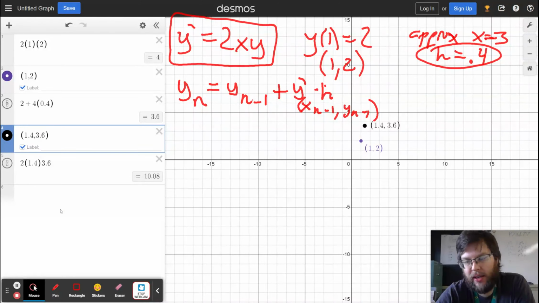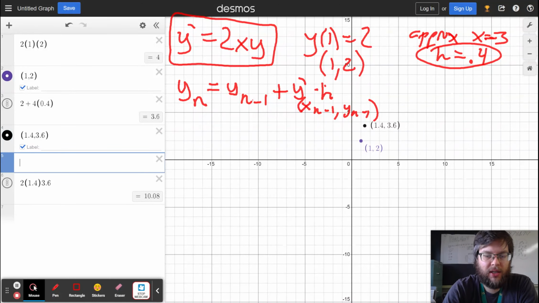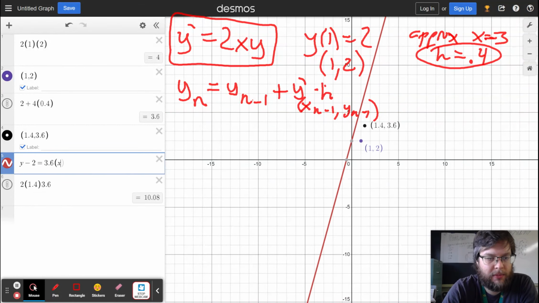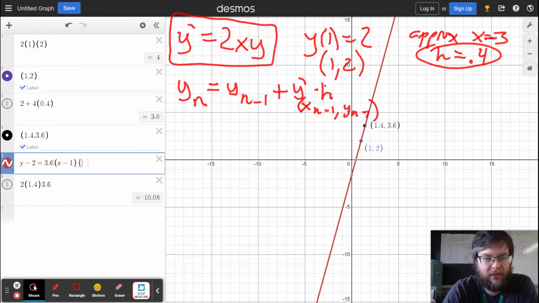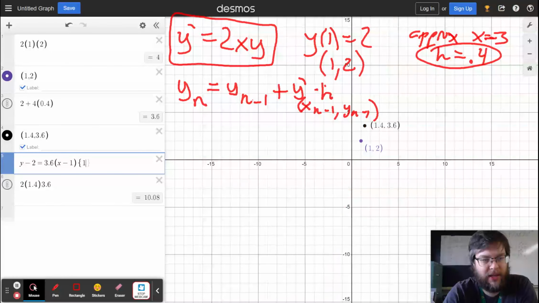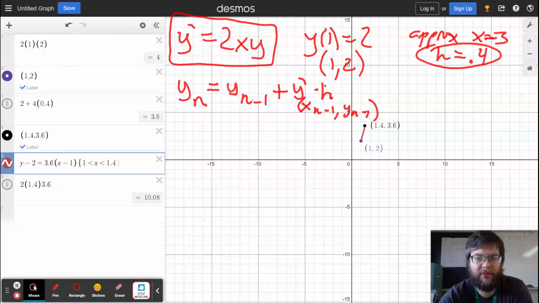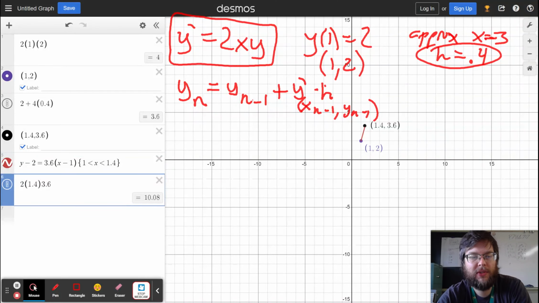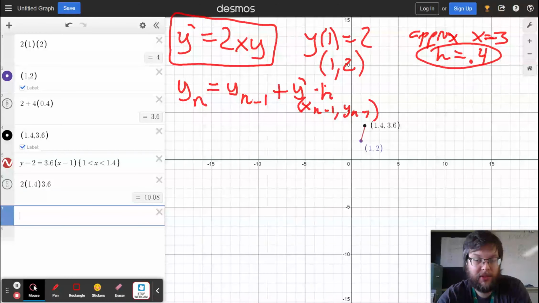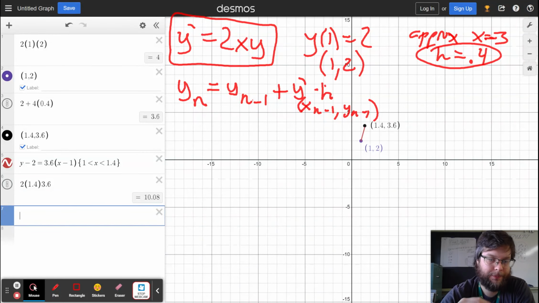And I could connect those with a line segment if I wanted to, using point slope form, where I could say y minus 2 equals 3.6 times x minus 1. And I can even restrict it so that this line segment only goes between 1 and 1.4. And so that little line segment is an approximation of our differential equation. Remember, the solution to a differential equation is a curve, and we're using line segments to create that approximation.